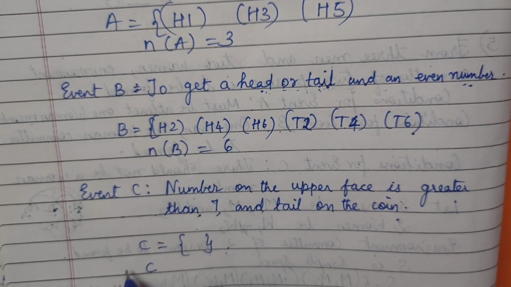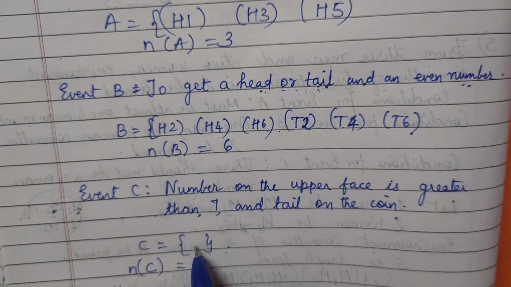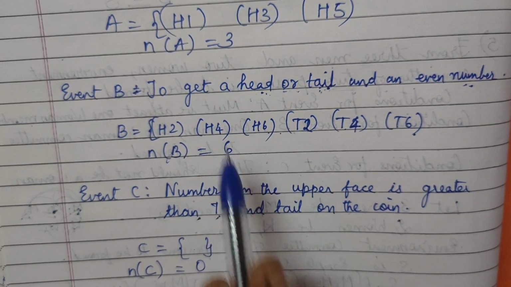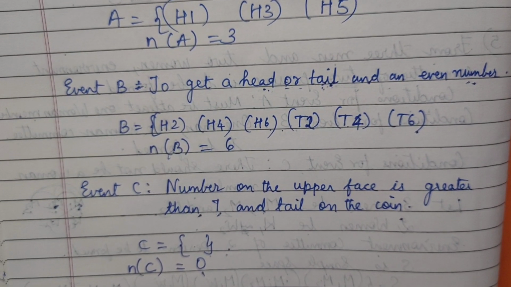So we got n of C as what here? 0, because we didn't have any element inside. कुछ भी नहीं है, एक रहता तो 1 डालते, 6 रहते तो 6, यहाँ कुछ नहीं है, so we write it n of C as 0. Understood?